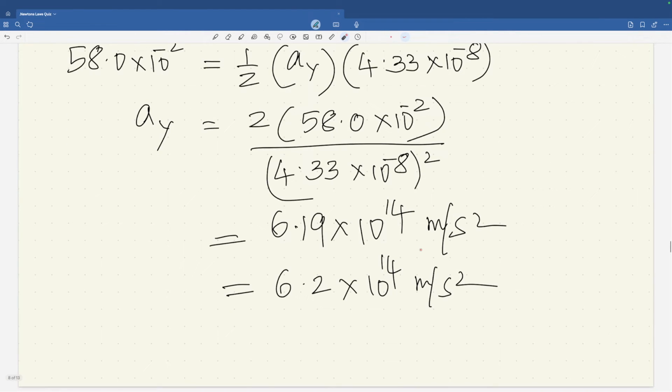and you get 6.2 times 10 to the power 14 meter per second squared. I know this is really high, but this is the magnitude of the acceleration of an electron in a television picture tube.